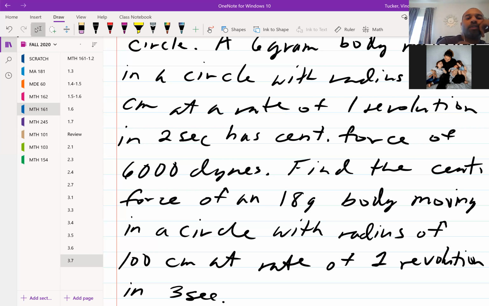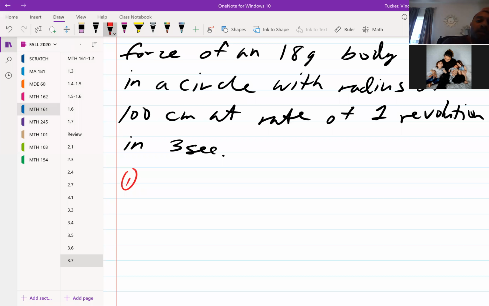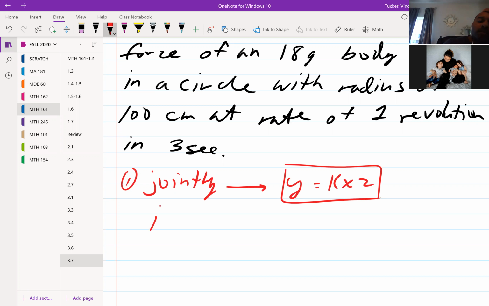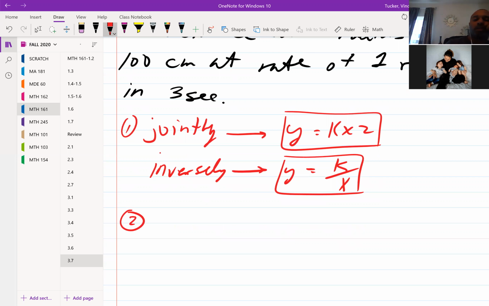All right, so let's look at what we have here. First thing we want to do is establish what the keywords are for our variation setup. So we see that it varies jointly and inversely. So we have a combined variation here. So jointly means I'm going to do y equal to kxz, and inversely means I need to have something like this. And of course, what x and z and y are will depend on our variables next. So let's look at that.